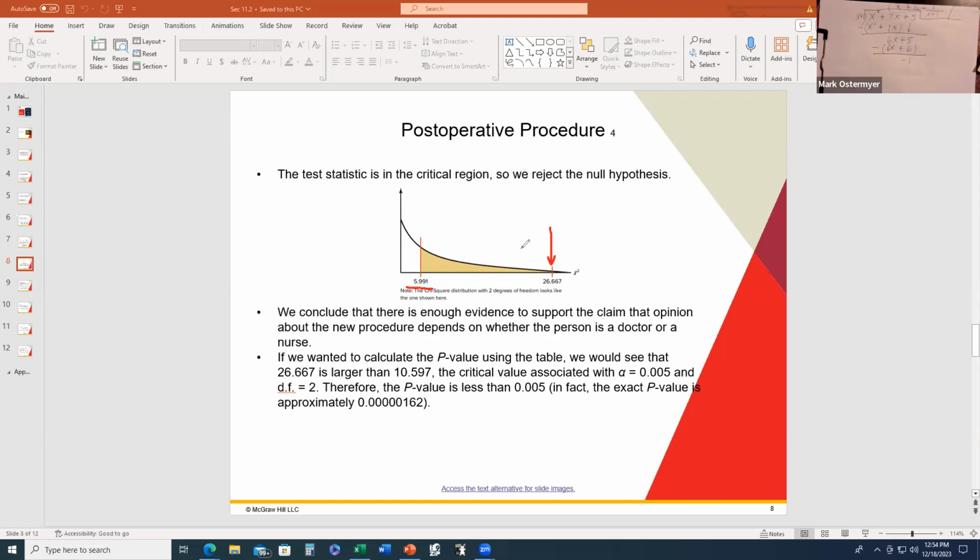So this is a very conclusive test to say that there is dependence between the profession of a medical person versus their preference as to this new medical procedure versus the old one. There is a strong dependence, okay?